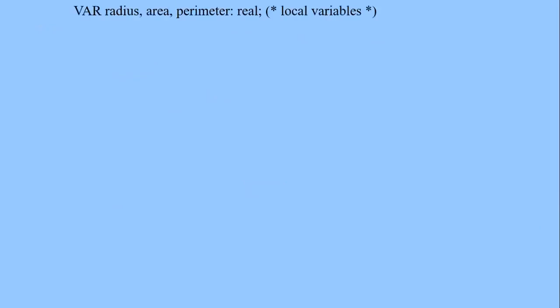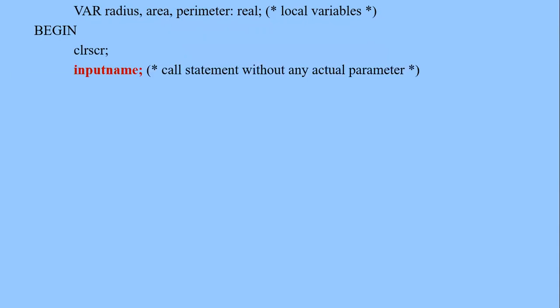And then we have these variables here. These are now the normal variables, the declaration of variables to be used in the main program. So we have 3 variables: radius, area, and perimeter of type real. These are known in the main function. Then we begin, we clear the screen. Then we invoke the first function, input name.